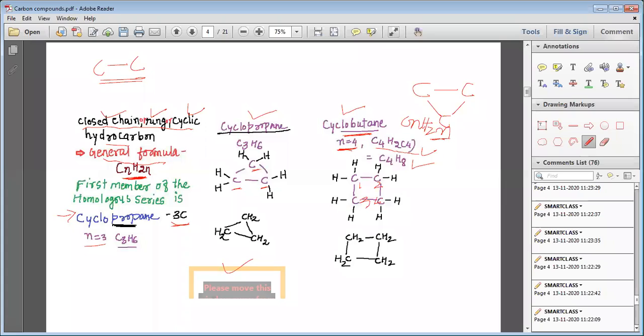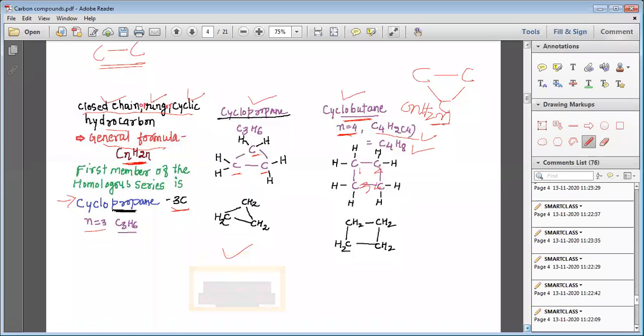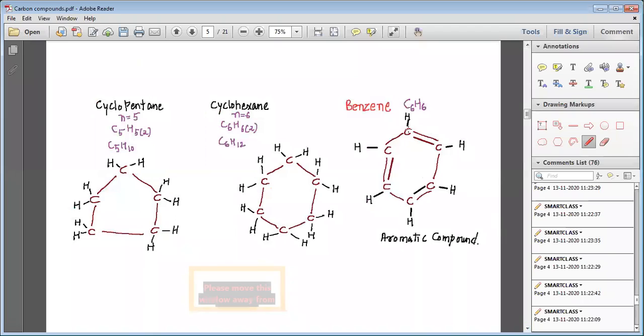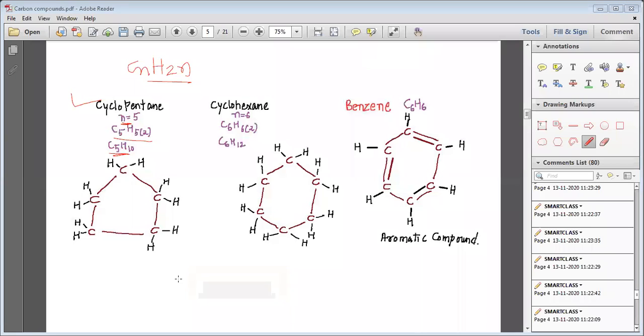So next, my dear students, we can move to another homologous compound. We can move to n equal to 5. So my dear students, when we have n equal to 5, we call the compound cyclopentane. As the general formula is CnH2n, we can easily write C5H2 into 5, and that gives us C5H10. You can see this is the formula for cyclopentane here. So this is the way we can get cyclopentane.